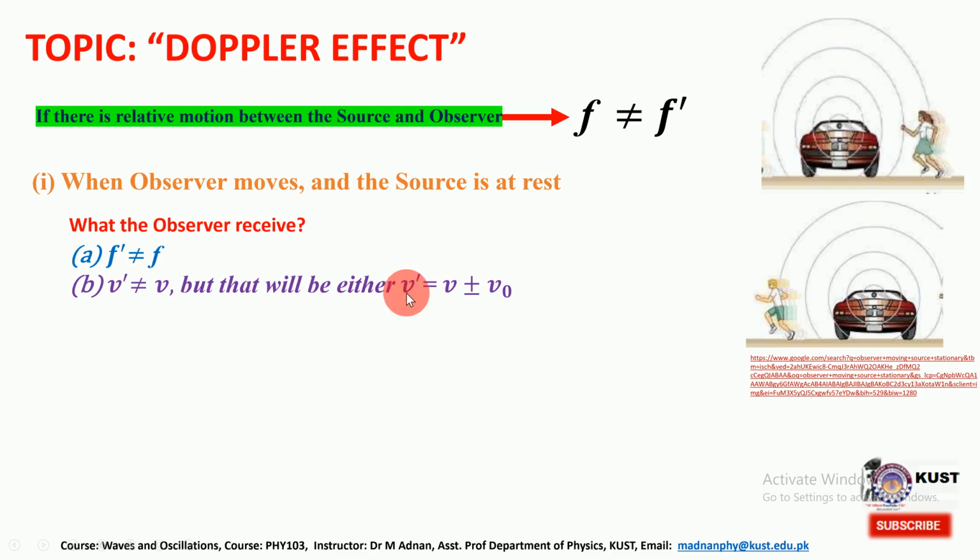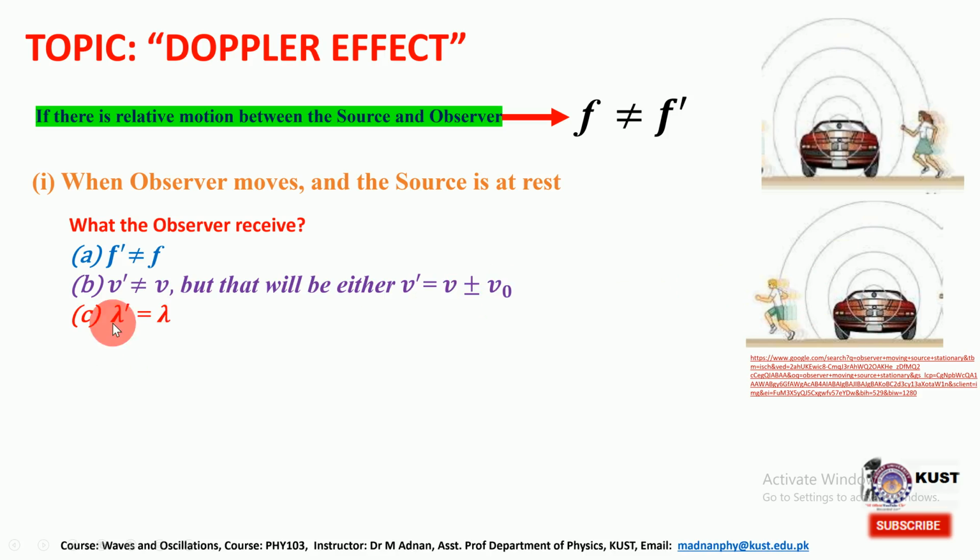This velocity v prime, collected by the observer, will either increase or decrease. In the first case it will be increased by an amount equal to the speed of the observer moving towards the source. When he is moving away from the source, he will receive sound waves with a velocity lesser than the speed at which the source is producing them. So v plus v naught will be the case for the first situation, and v minus v naught will be the situation for the second case.